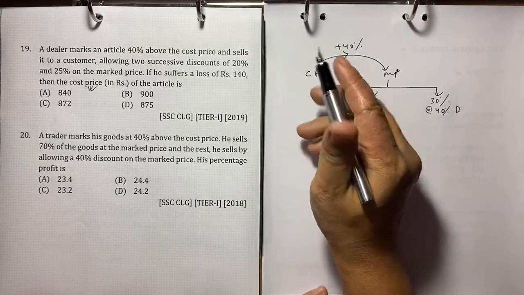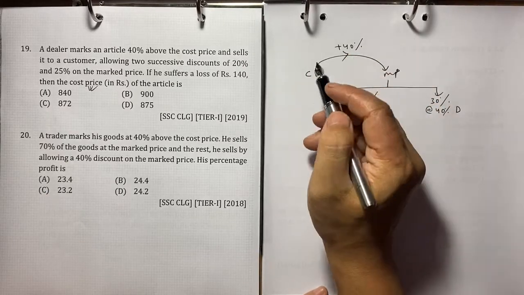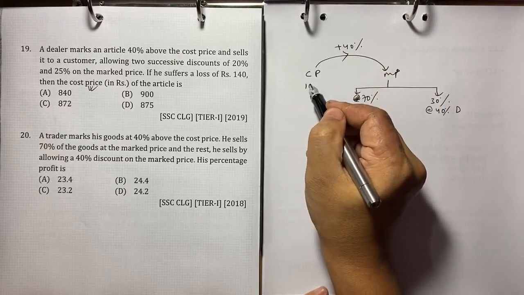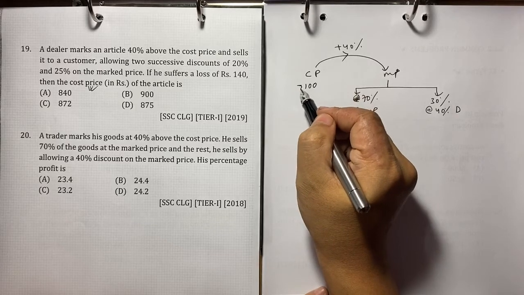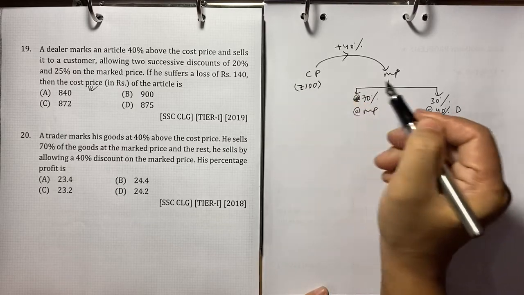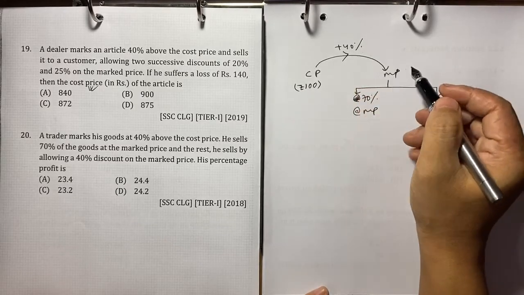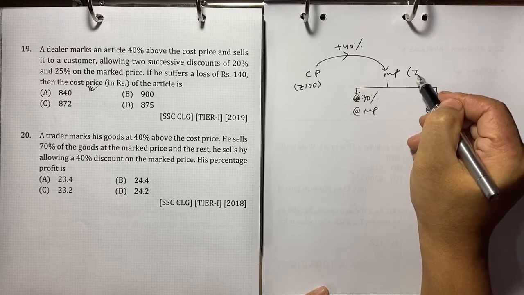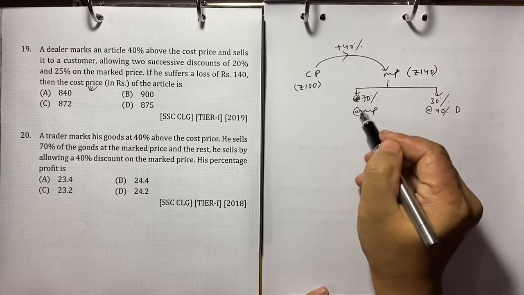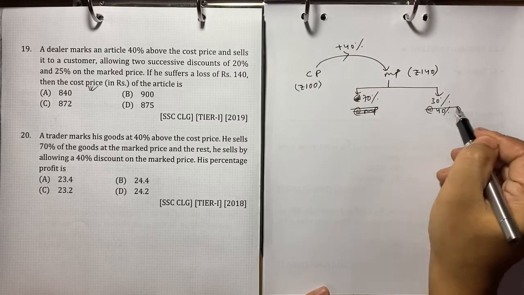Okay, two hints for explanation purposes. There are 100 items. So the cost price will be rupees 100. With 40% more, the marked price will be rupees 140.